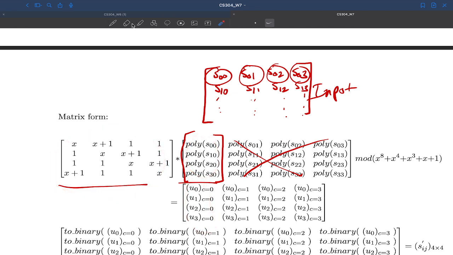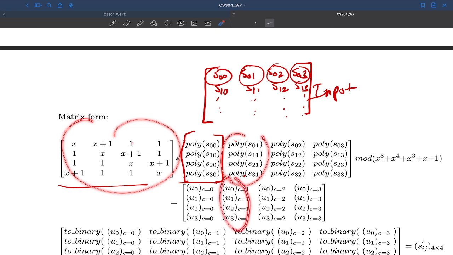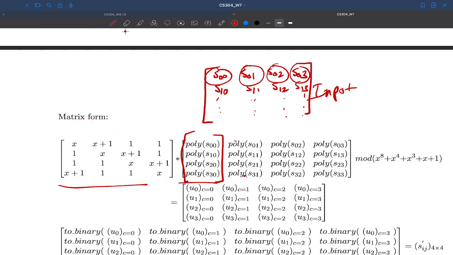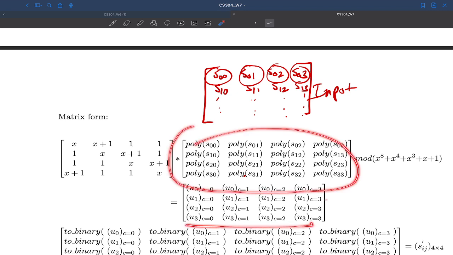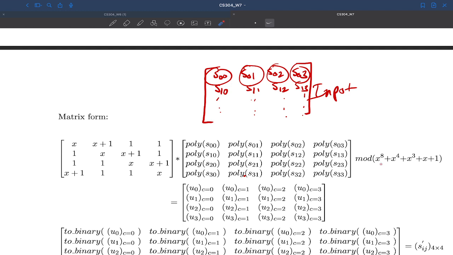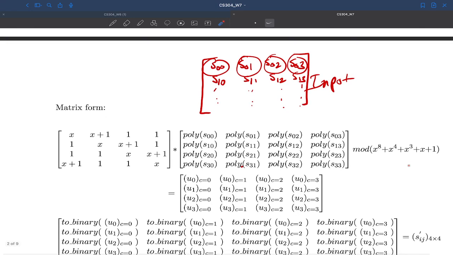Similarly, when we apply this matrix to this column, I'll get this transformed column. So when you multiply this matrix to my whole polynomial matrix, I'll get all the columns at once. And yes, of course, we are taking these operations under modulo this polynomial, so that the degree of the polynomial never exceeds 7.